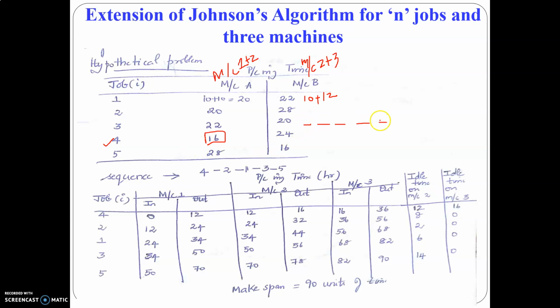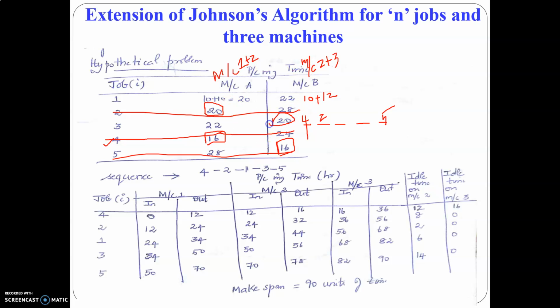Now I have to allocate job 4 in the sequence, and this minimum processing time falls on the first mission, so I am allocating it in the first available position. Strike out job 4. Next, the minimum time is 16. It's available in the second mission, so the corresponding job is allotted to the last available position. Strike out this job. Next, the minimum time is 20. The corresponding job is available in the first mission, so I'm placing it in the first available position. Strike that out. The next minimum time is 20. It's in mission 2, so allocate the job in the last available position.